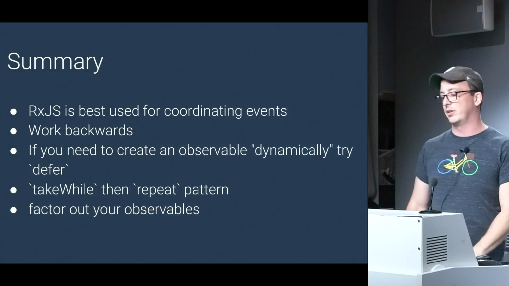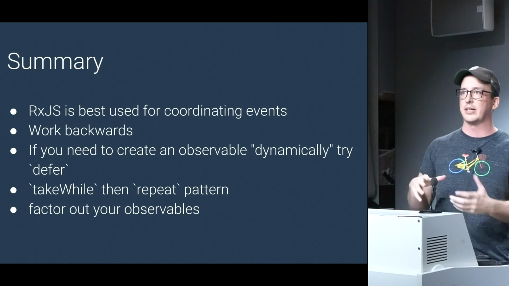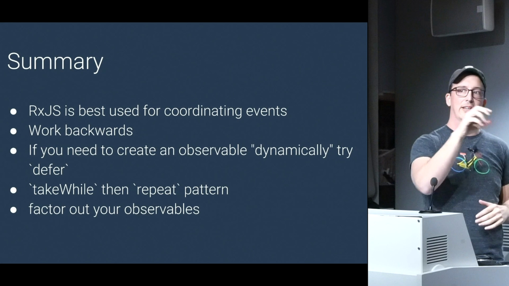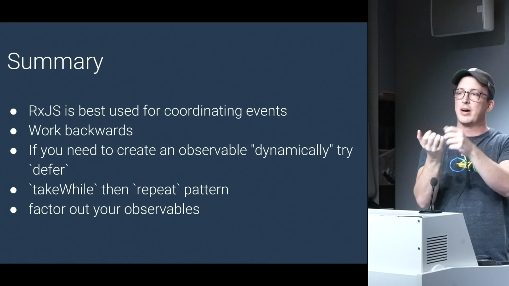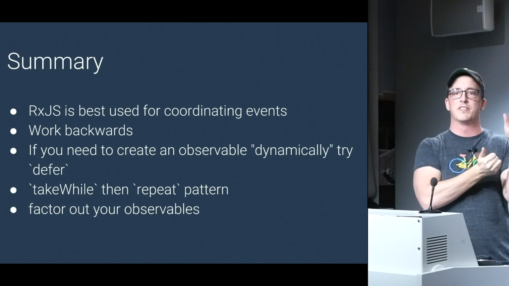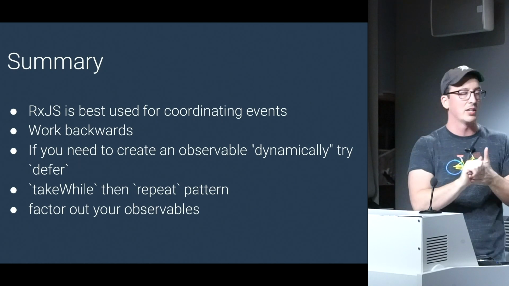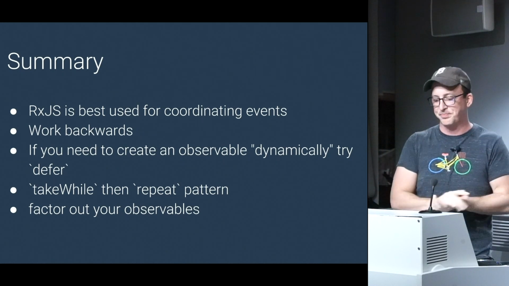So again, the summary for this talk is that RxJS is really best at coordinating events. So you can use it for a lot of other interesting things. You want to work your way backwards. So start like bind something out to your view. Start with the minimal observable that will make your view look right, and then go through and figure out, okay, well, what other observables do I need to feed into that one, and how do I transform those into the right shape? So a lot of RxJS is about scrubbing data in observables to the shape that you need.